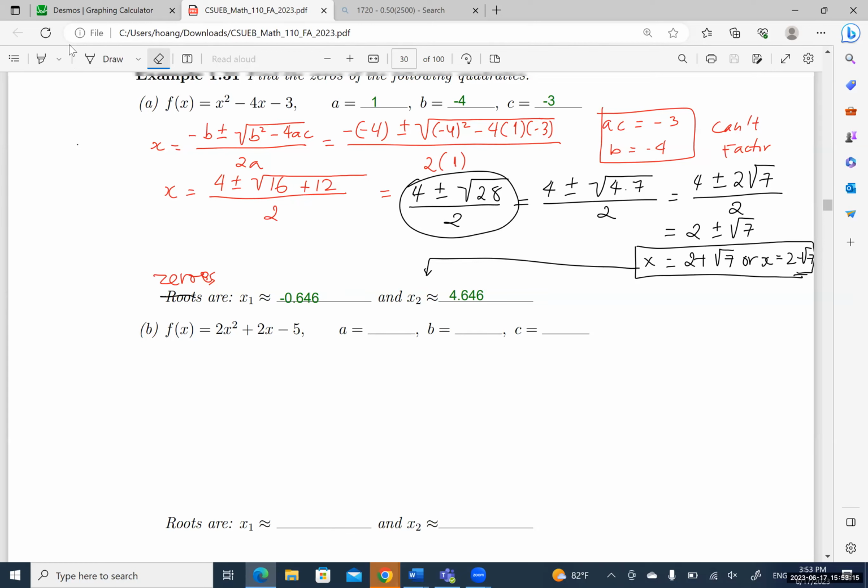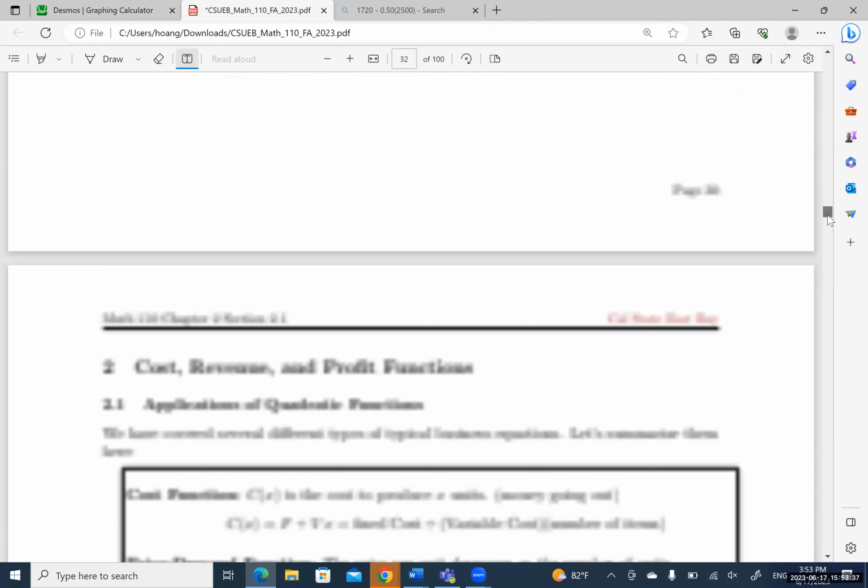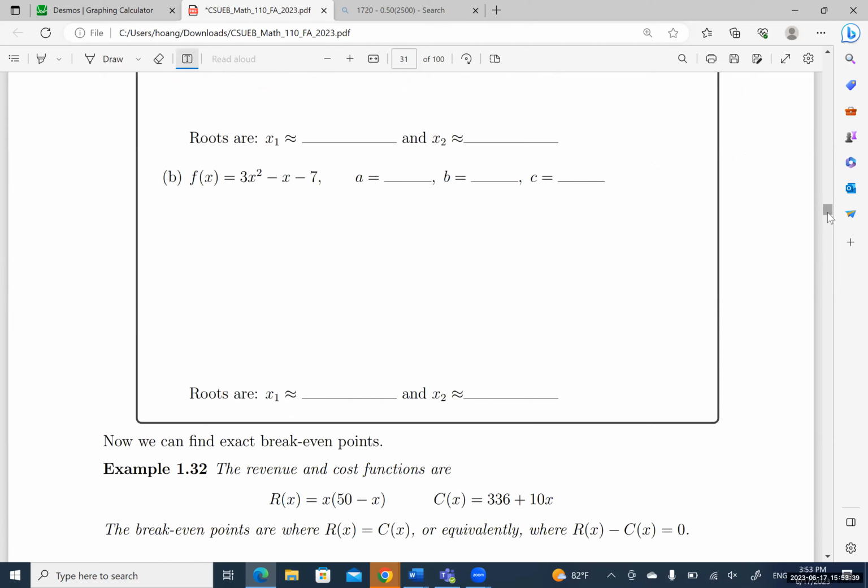Okay, so we can do the same way, the same way for part B and part C. Okay. But I would like to open B. So let's see.